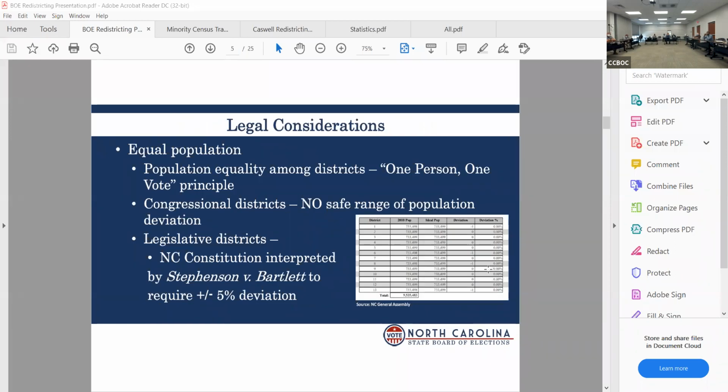So the legal considerations are equal population, equality among districts, one person, one vote principle. Congressional districts, no safe margin of population deviation. Legislative districts, the North Carolina Constitution, interpreted by Stephenson versus Bartlett, requires plus or minus 5% deviation.